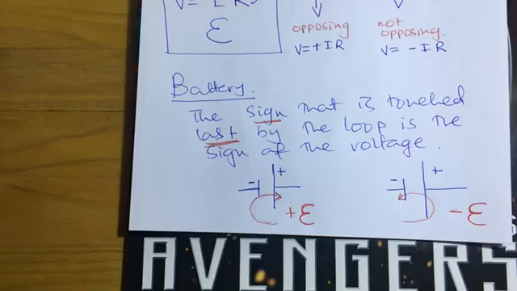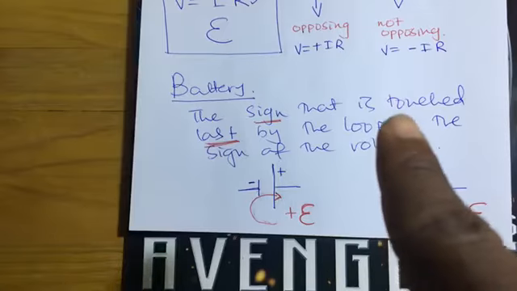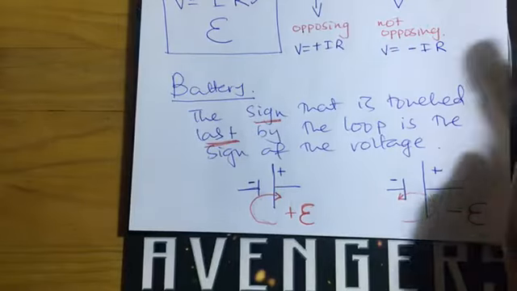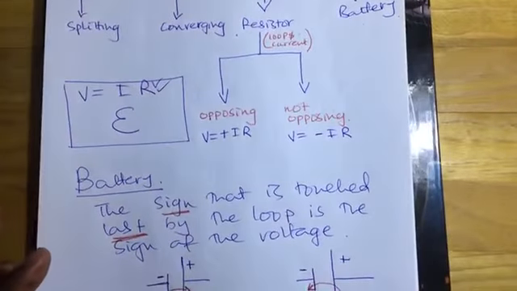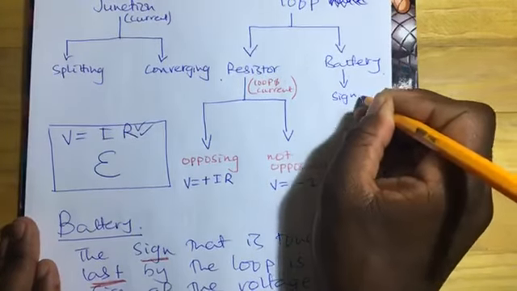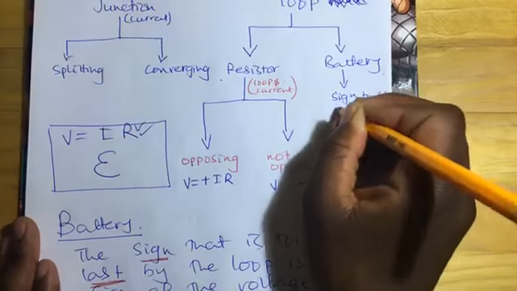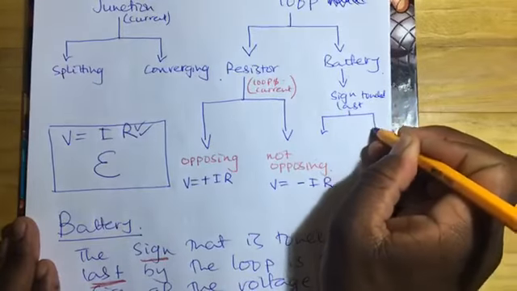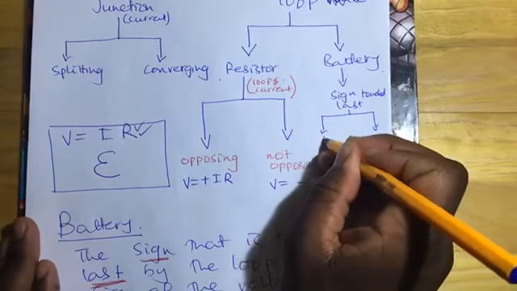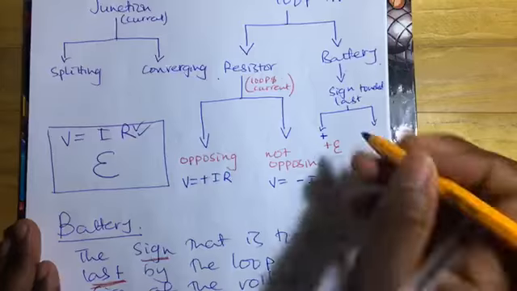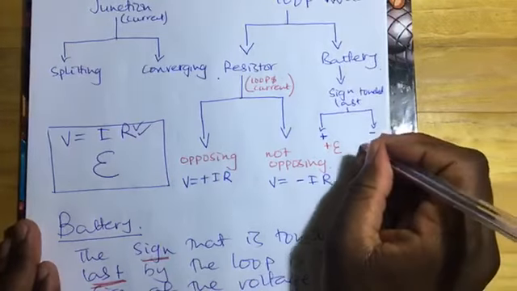Okay? So, for resistors, if they are opposing, you get positive. If they are not opposing, you get a negative. Okay? Then for a battery, it depends on what sign is touched last. So sign touched last. So the two possibilities are, if we touch a positive sign, then obviously we're going to have positive E. If we touch a negative sign, then we're going to have negative E.